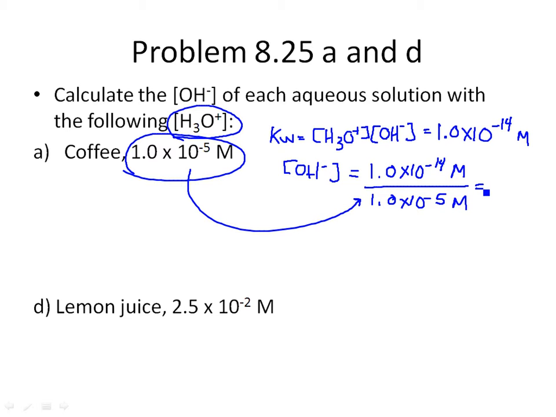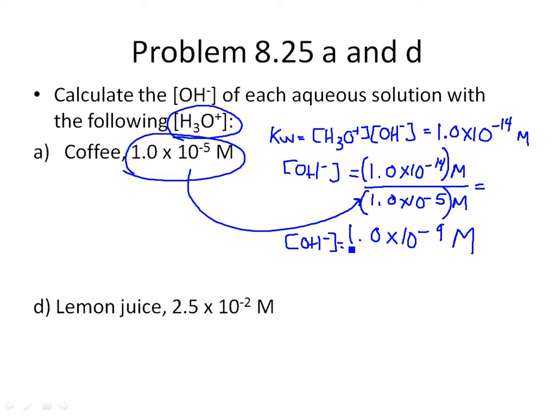Probably the biggest mistake on these problems is being able to use your calculator correctly. If you have a really basic calculator, I'm not sure that it'll even give you the right numbers, but one rule of thumb is to plug in parentheses in your calculator around all of these values whenever you have a number in scientific notation, and that may help you. Your answer should be 1.0 times 10 to the negative 9 molarity. That is the hydroxide concentration.